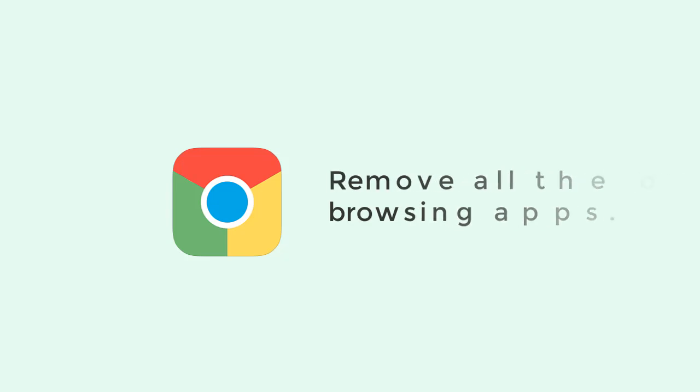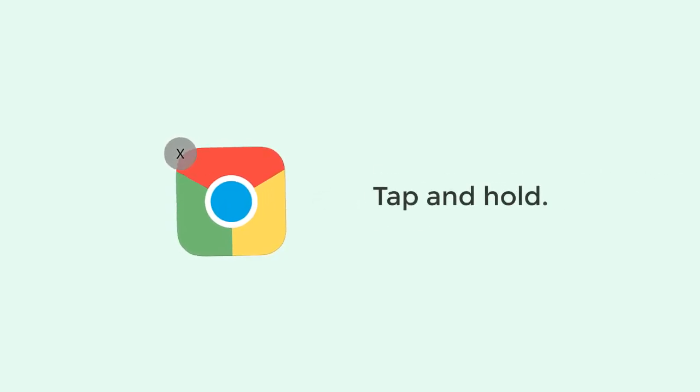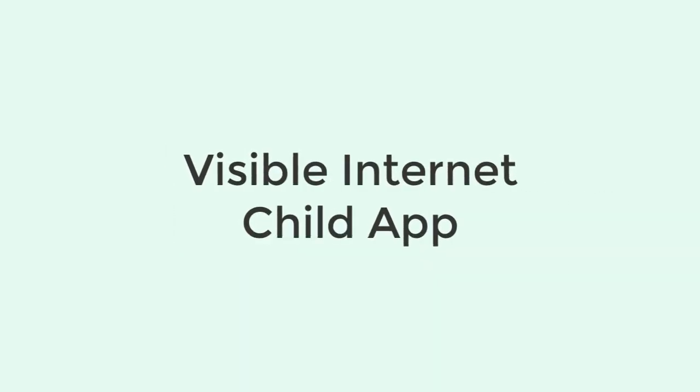So as you probably already know, just tap and hold. As you can see, the app is now shaking. I then delete the app. So by removing all the other browsing apps, the only option is to use the Visible Internet Child app to browse the internet.